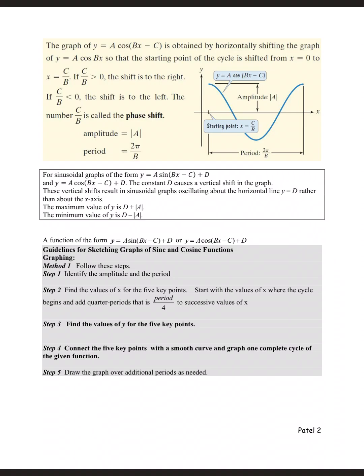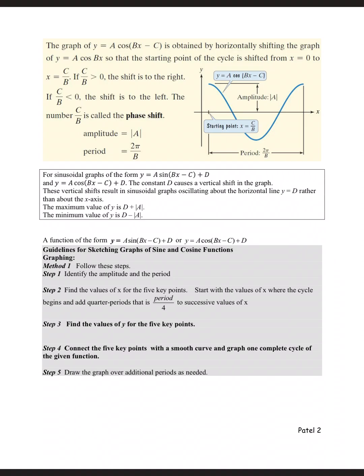For graphs of the form y equals a sine (bx minus c) plus d and y equals a cosine (bx minus c) plus d, the constant d causes a vertical shift in the graph. These vertical shifts result in the graph oscillating about the horizontal line y equals d rather than about the x-axis. So the maximum value of y is d plus the absolute value of a, and the minimum value of y is d minus the absolute value of a.